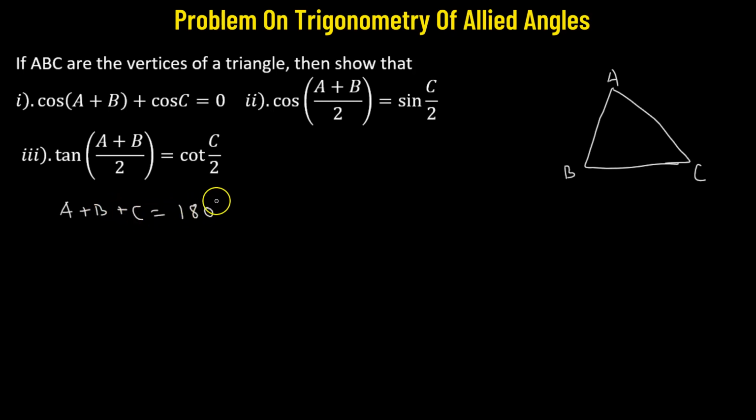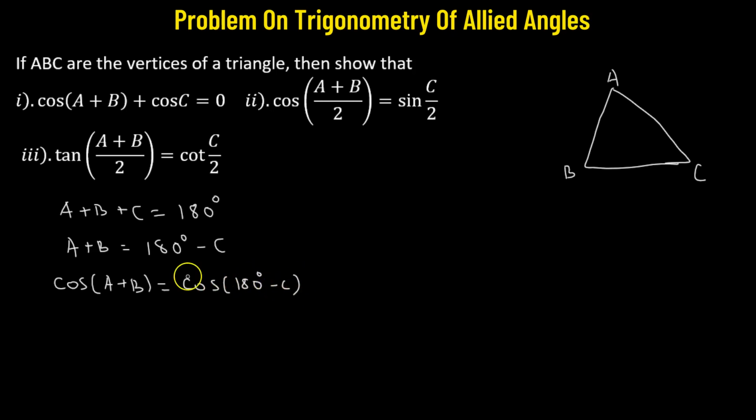to 180 degrees. Now what we can do, we can keep A plus B on the left hand side and transpose C to the right hand side to get 180 minus C. Now we're going to take the cosine on both sides. So we have cosine of A plus B, that will be equal to cosine of 180 degrees minus C. Now let's try to rewrite 180 degrees. So we can rewrite it as cosine of 2 times 90 degrees minus C.